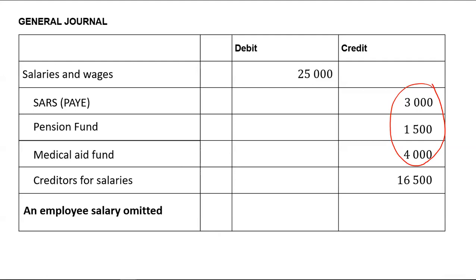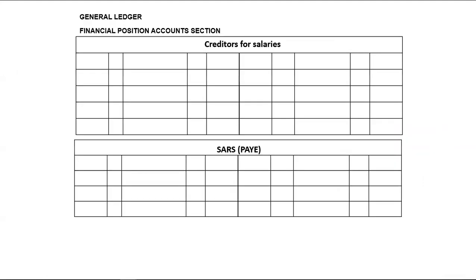In the general ledger, how do we record this? I will start with the financial position accounts section. Creditors for salary is what we owe Mr. Nguni. It is a liability. Liability will have minus plus. It increases on the credit side.